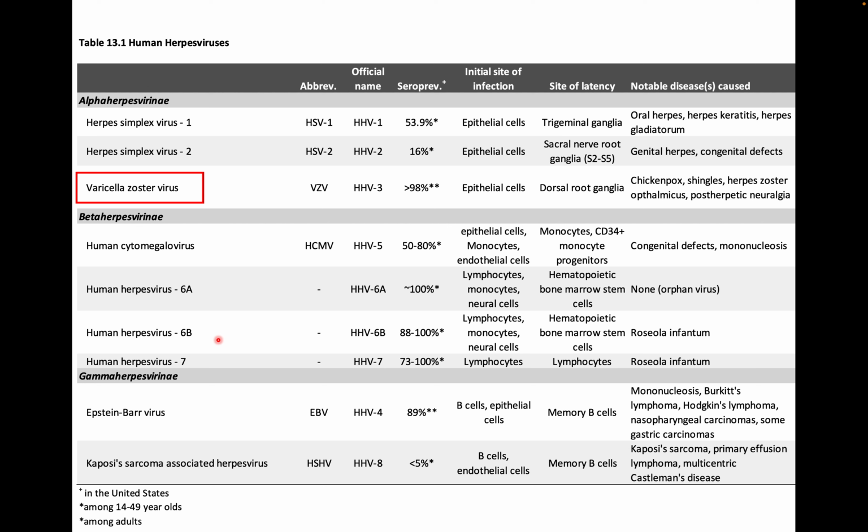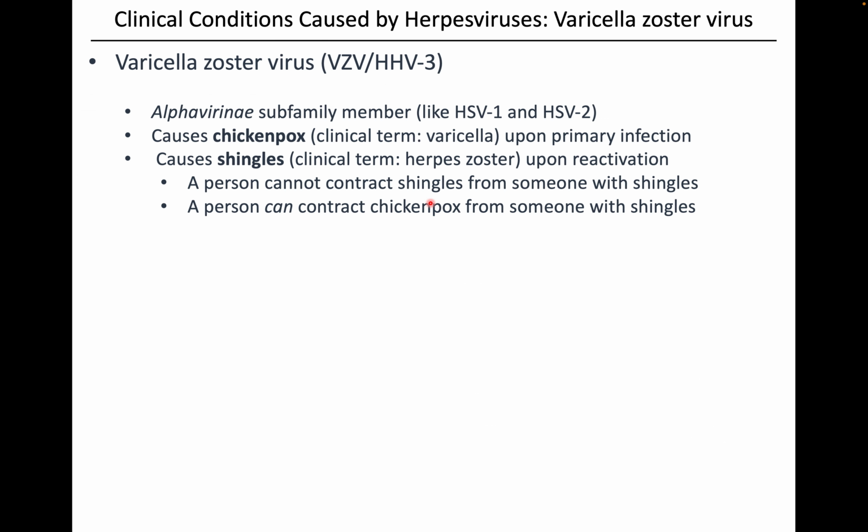So also in this subfamily, then we have VZV, varicella zoster virus, or human herpes virus 3. Again, very high seroprevalence, although this is probably continually dropping because we do have a vaccine against this virus now. So people are not catching it like they used to, which is a good thing. But of course, this is the virus that causes chickenpox and shingles.